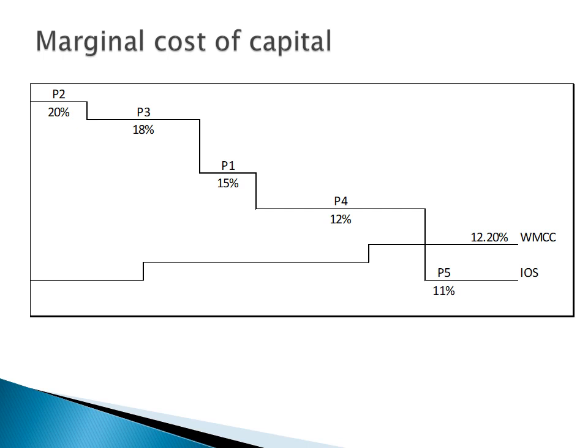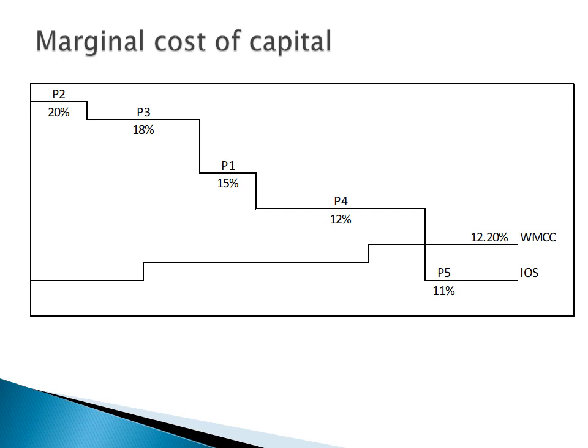But let's also assume that we've got investment opportunities in our business, and those opportunities are then ranked from the most lucrative. And how do we determine the most lucrative? Those are based on the internal rate of return. So project 2 has an internal rate of return of 20%, project 3 of 18%, and so they come down until we've got project 5 with an internal rate of return of 11%.